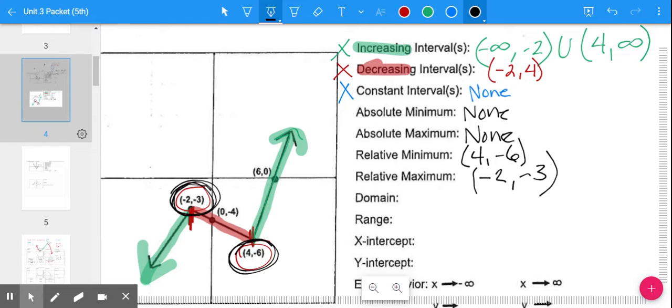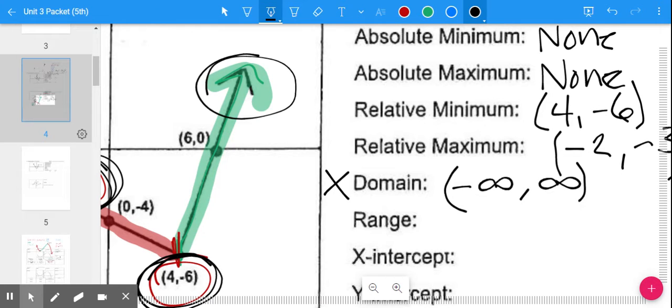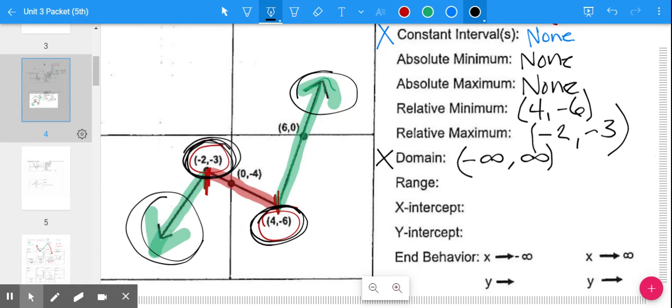Moving on to domain. Domain is your x value, so how far to the left does this go? Infinity. And the left is negative values, so it's negative infinity. How far to the right? There's another arrow, so it goes to positive infinity. The range is your y values, so how low does it go? We've got an arrow pointing down. Down is where the negative numbers are, so it's going down to negative infinity. And then we have an arrow pointing up for how high, so it's positive infinity.